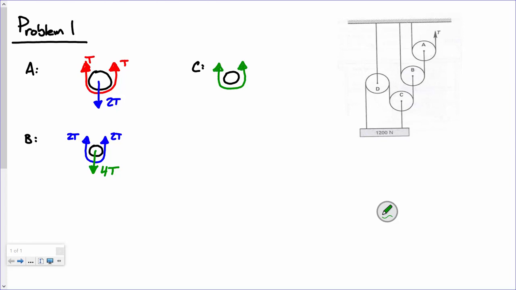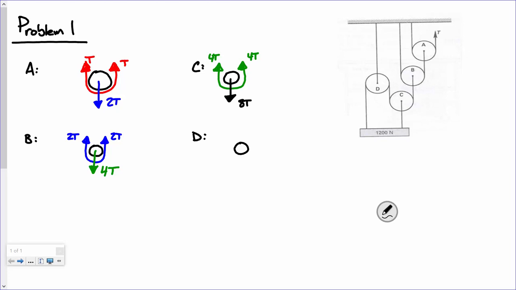What's the tension in C going to be, that rope? 4T. So this is 8T. And if we look at D, now you tell me, here's the wheel. The rope that is going around D, what's the tension in that rope?